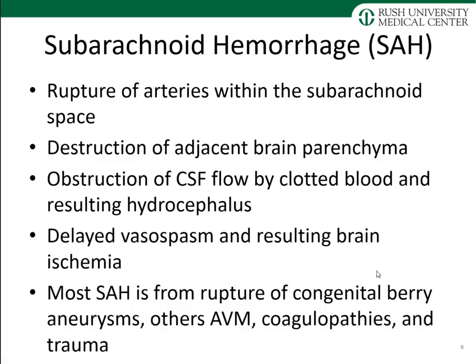The other thing that will happen with subarachnoid hemorrhage is that blood is quite irritating to a lot of the vascular structures, and you can have delayed vasospasm and resulting brain ischemia that is secondary. So you can start with a subarachnoid hemorrhage, have vasospasm of a vessel, and then have an ischemic stroke on top of that. So you can see why this is going to be quite serious if this occurs in your patient. Most subarachnoid hemorrhage is from the rupture of congenital berry aneurysms, although you can get subarachnoid bleeding from arteriovenous malformations, coagulopathies, or trauma.